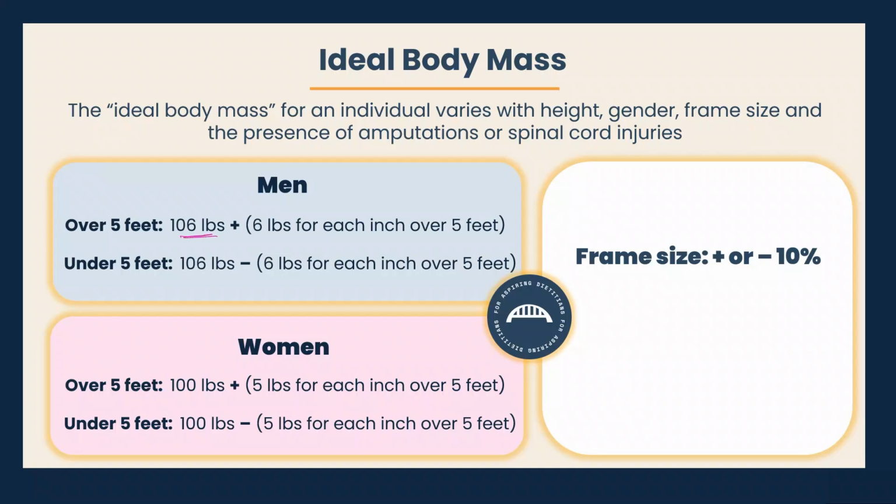For men, we start with 106 pounds. We add 6 pounds for every inch that man is over 5 feet, and if they're under 5 feet tall, we subtract 6 pounds per inch. So it's plus or minus 6 pounds for every inch.